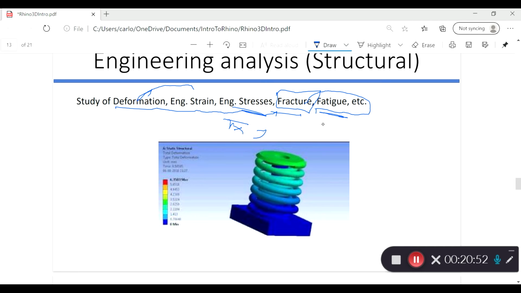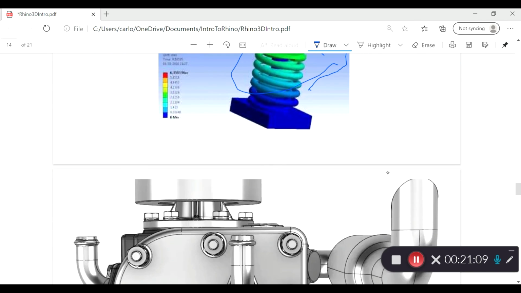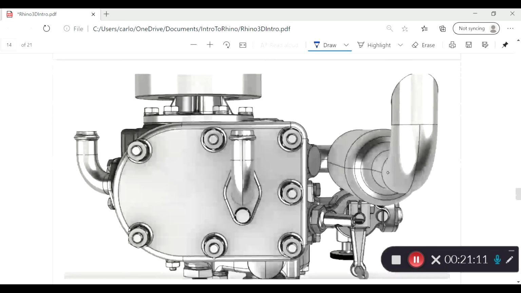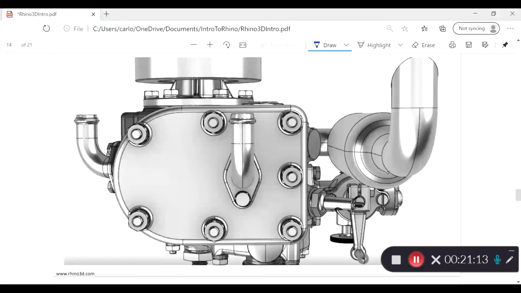But the point is that you can study your physics from a model that you generate from Rhino or other CAD. But Rhino is very good at generating this type of geometry that is not symmetrical. More examples about how to generate machines from Rhino.